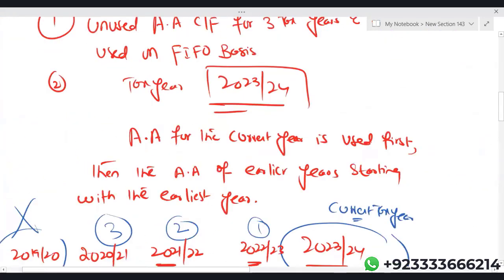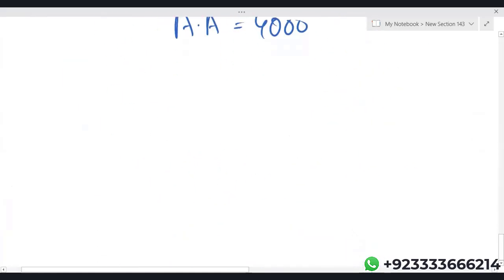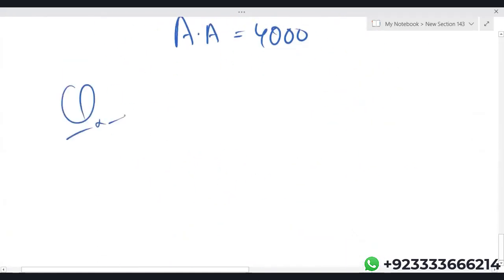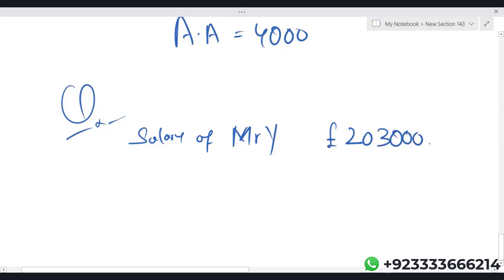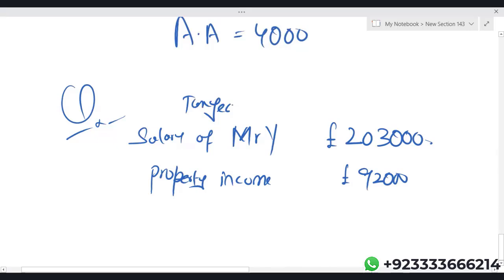Now, let's come here. Let's say salary of Mr. Y is 2,03,000. Property income is 92,000. Current tax year is 23-24. Okay. Salary of Y is 2,03,000. Property income is 92,000.